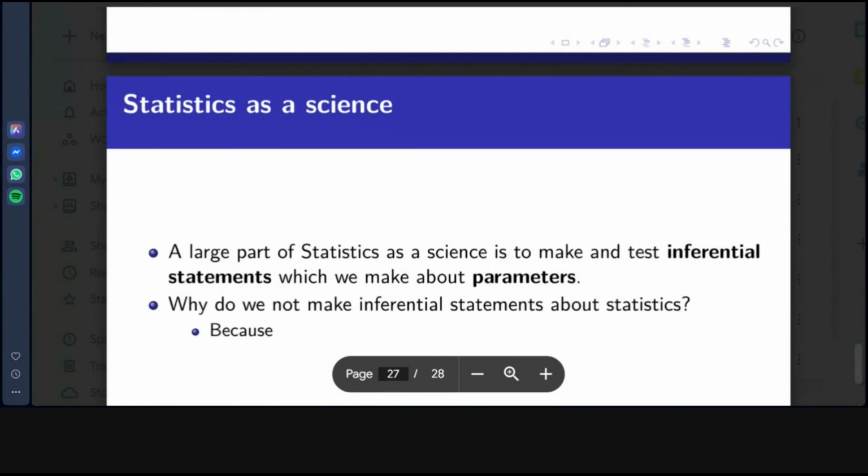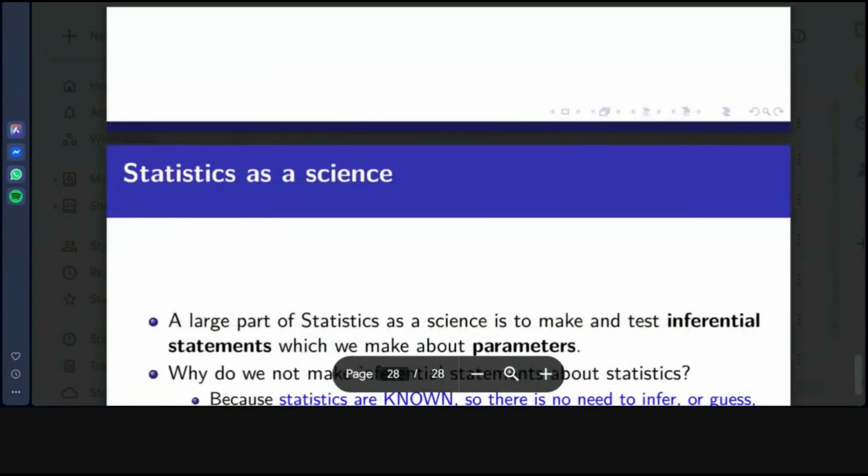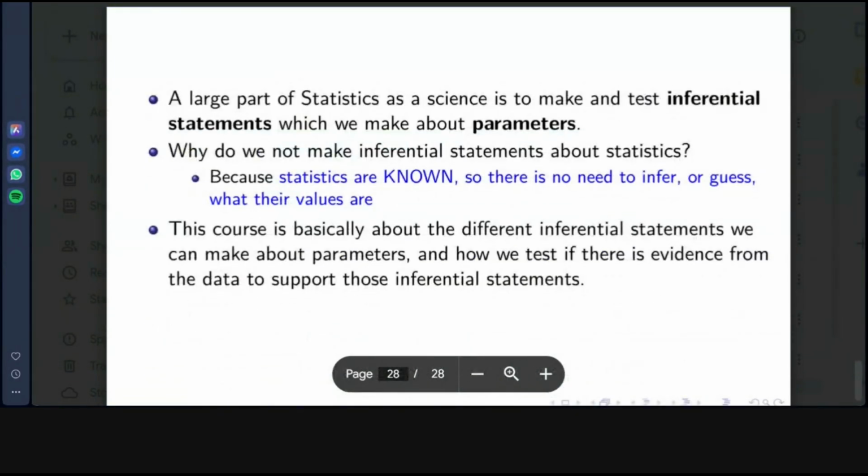Why do we not make inferential statements about statistics? Well, because statistics are always known, right? So there's no need to infer or guess what their values are. There's no need to say, oh, I think the sample mean height in our class is 70 inches. You don't need to guess, right? It's something that you can calculate and know. You only make inferential statements about parameters.